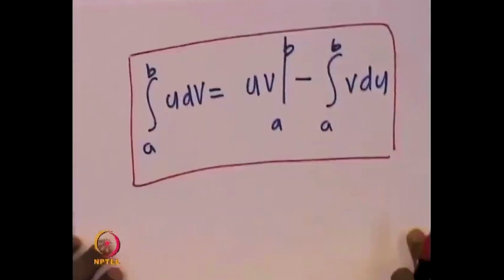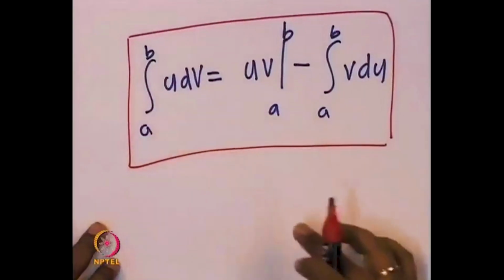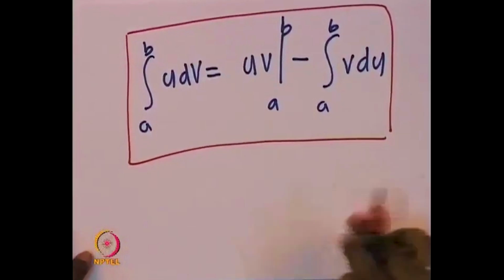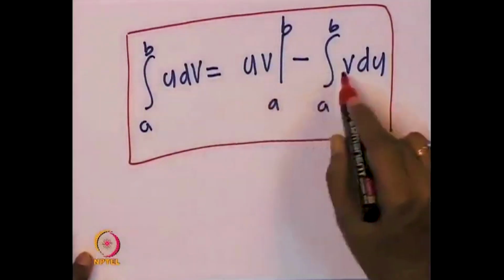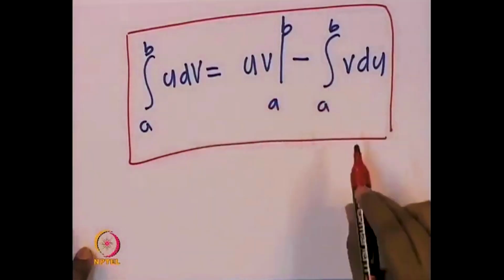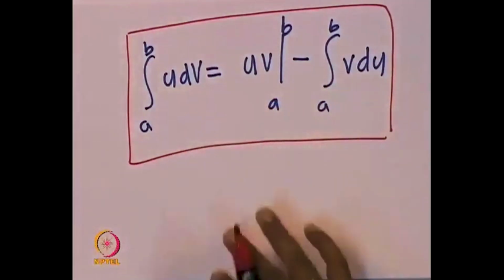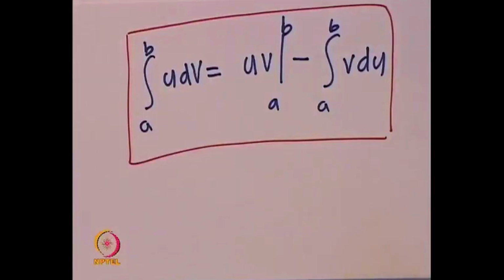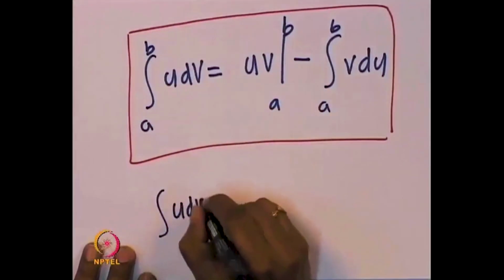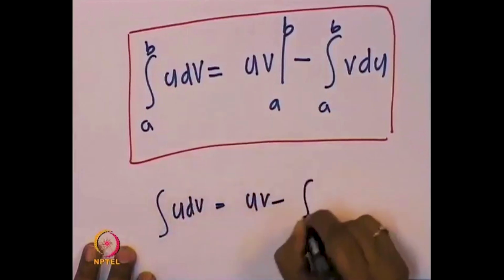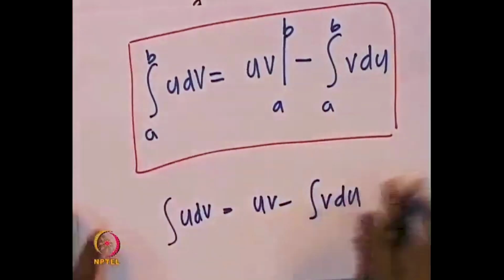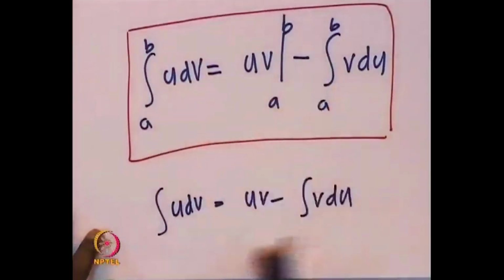So, integral u dv is uv in the limits minus integral v du. What did I do? I did not use much, I just used the way we learned the derivative of a product of functions. Here also you have two functions, and if you want to find the integral of this, we can use this kind of formula. If you do not want to take the limit, you can also write integral u dv is uv minus integral v du. This is a definite integral, and this is an indefinite integral.